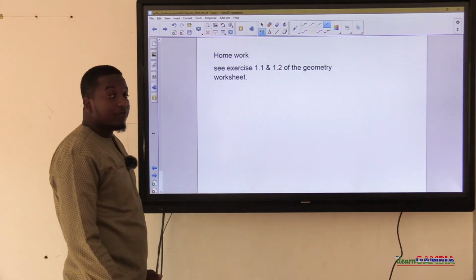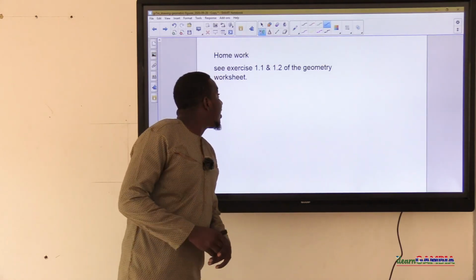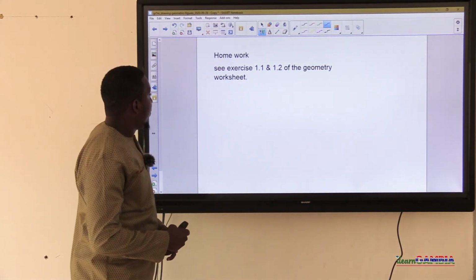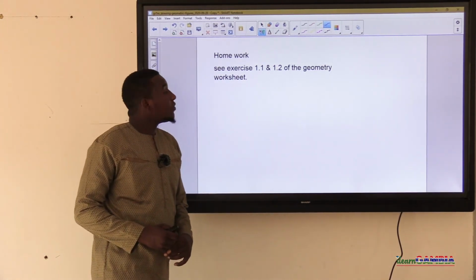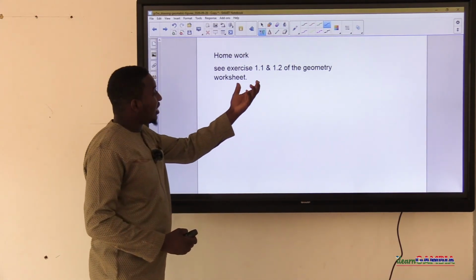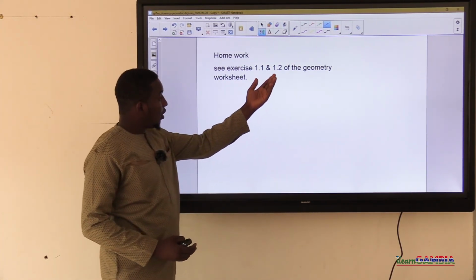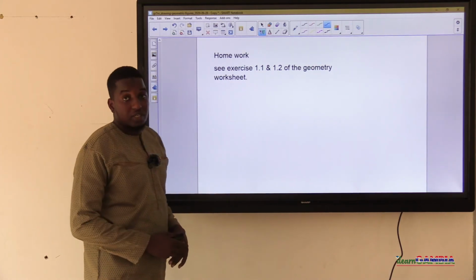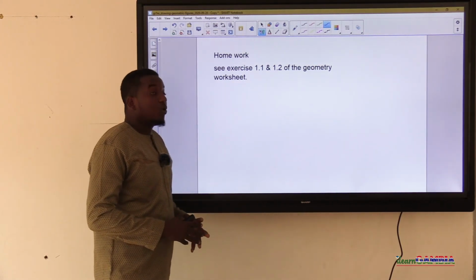Then finally, we will come to the end of the lesson. I will leave you with homework. You'll have to see exercise 1.1 and exercise 1.2 of the geometry worksheet to do your homework.